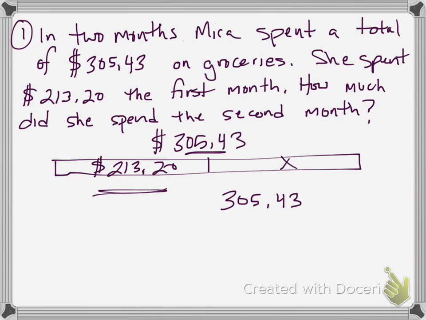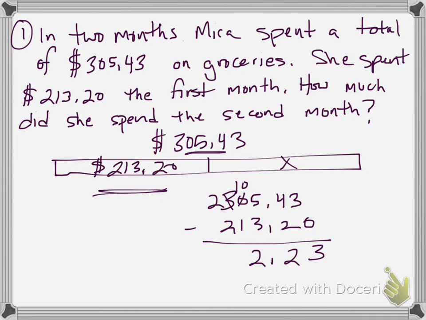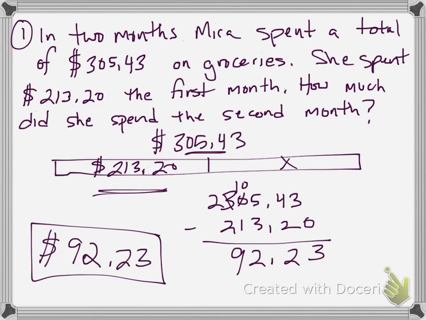305.43 minus 213.20, and very important to line up our decimals when we add and subtract decimals. 3 minus 0 is 3, 4 minus 2 is 2, decimal point. 5 minus 3 is 2, 0 minus 1, can't do that, we have to borrow from the 2, make this a 10. 10 minus 1 is 9, and I have 92.23. So my final answer is $92.23. All right, let's go to the next one.